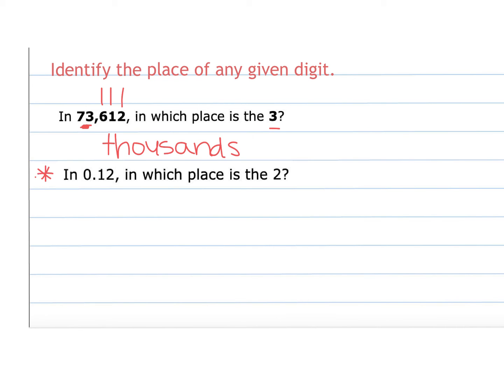I want you to do this problem really quick. Pause me, do it, and then come back and check your answer. So we have 12 hundredths. In which place is the 2? I can see the 2 is 2 after the decimal. So the 1 is tenths, which means the 2 is hundredths.